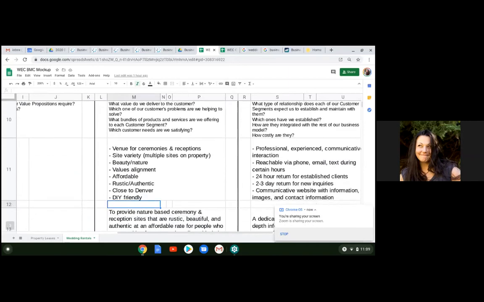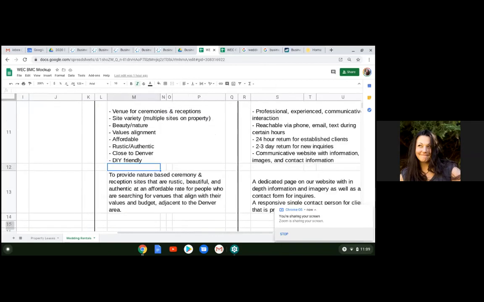All right, so I was able to really hone in more from the sheet that you sent over. So I came up with a bulleted list of what we can offer. And then I came up with the statement that this is just for weddings, to provide nature-based ceremony and reception sites that are rustic, beautiful, and authentic at an affordable rate for people who are searching for venues that align with their values and budget adjacent to the Denver area. Excellent. Great work on this.